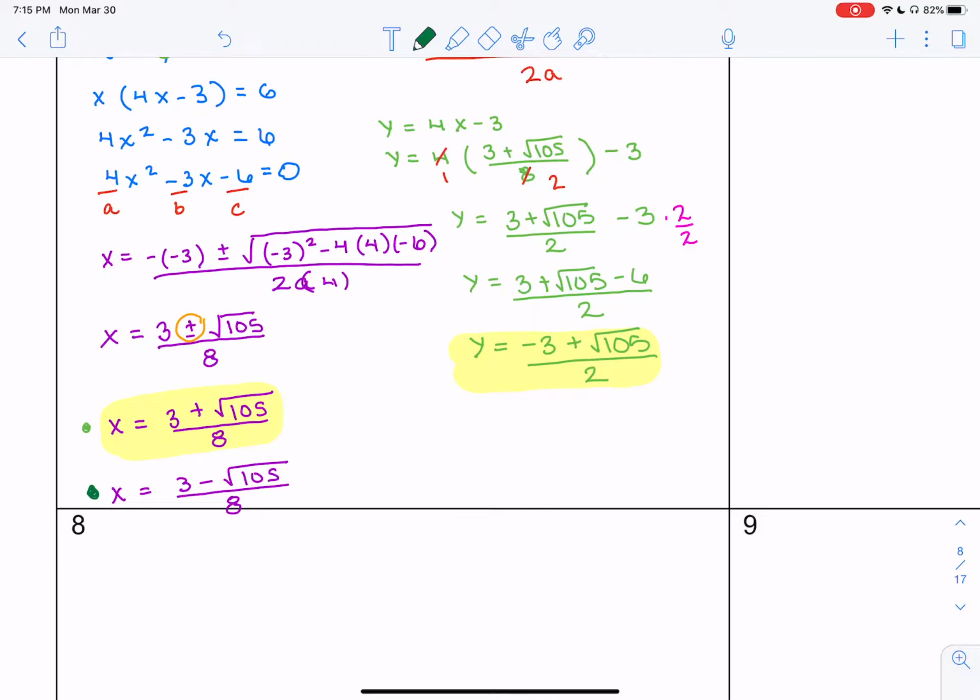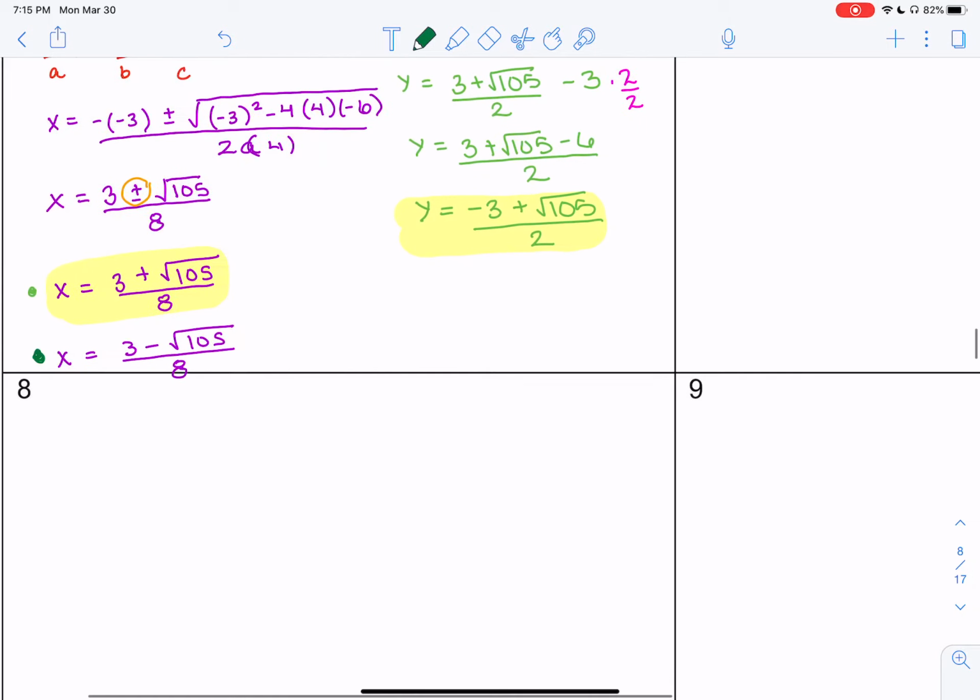So we had y equals 4x minus 3. That means when I plug in, I have y equals 4, parentheses, 3 minus root 105 all over 8, minus 3. The 4 and 8 reduce, just like we did last time, to have just a 2 in your denominator. So I have 3 minus root 105 over 2, and a minus 3 outside.